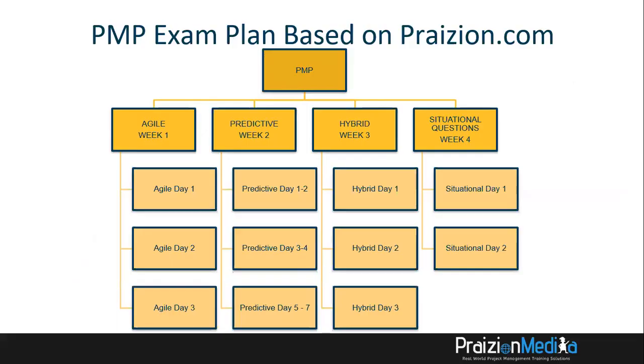Now, for those folks who are saying, I am going to do this, show me the sign up page already. I just want to touch on the studying and how your studying could be. So this is a plan based on what we do at Praizion. So you come aboard the system, you could begin studying Agile in week 1 in earnest. You could then study week 2, predictive, week 3, hybrid, week 4, situational questions. That first month, you go into it at an intermediate level. The following month, you go into it at an advanced level.